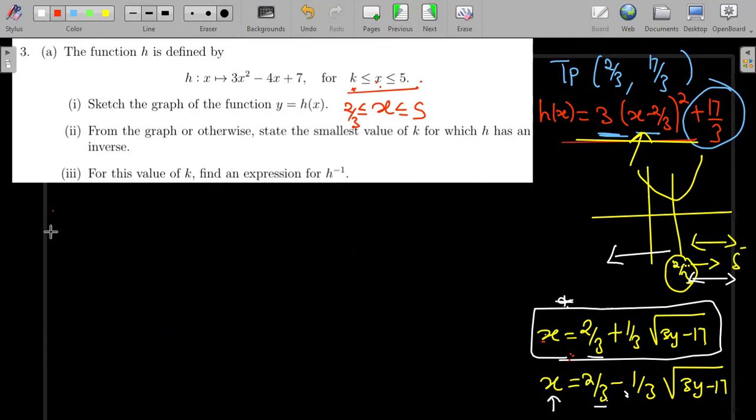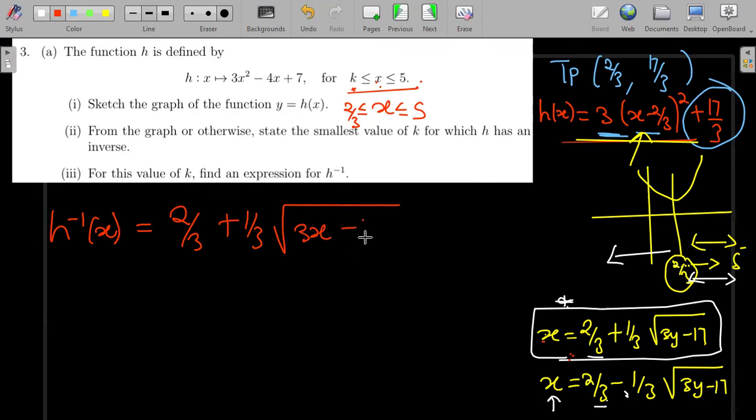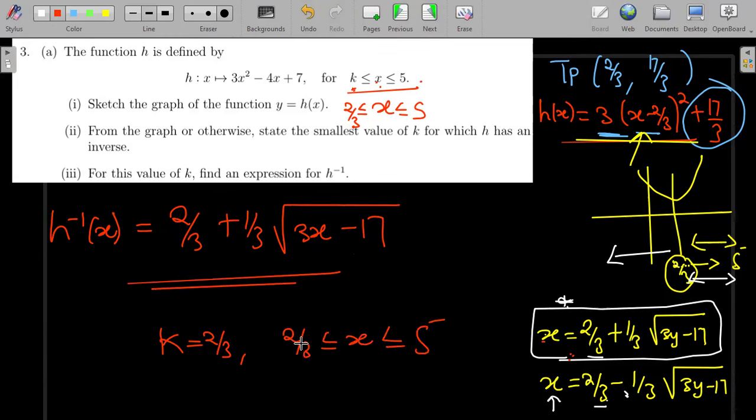So our inverse now will be, I'm just using this guy here. The x, I replace it now: h inverse of x is equal to 2 over 3 plus 1 over 3 the root of, where there's y now I put back my x, and then minus 17. So this here will be the inverse for the value k equal to 2 over 3, which would mean that our domain for x is between 2 over 3 and 5. So this one here will be our inverse. Okay, so we are done with question 3a.